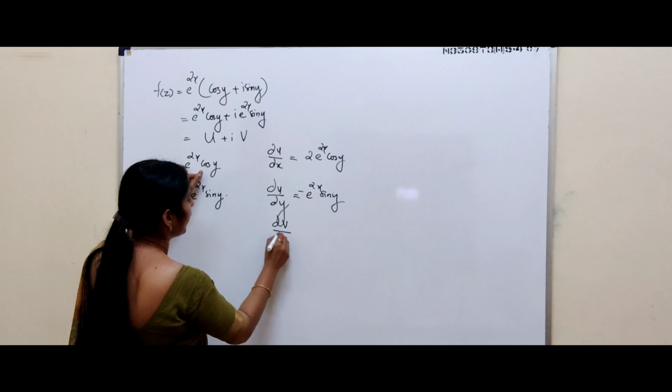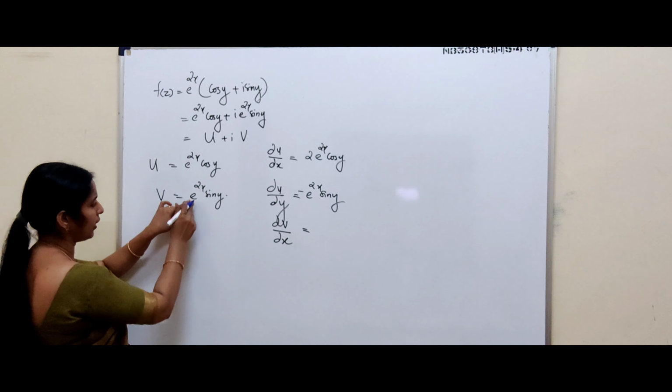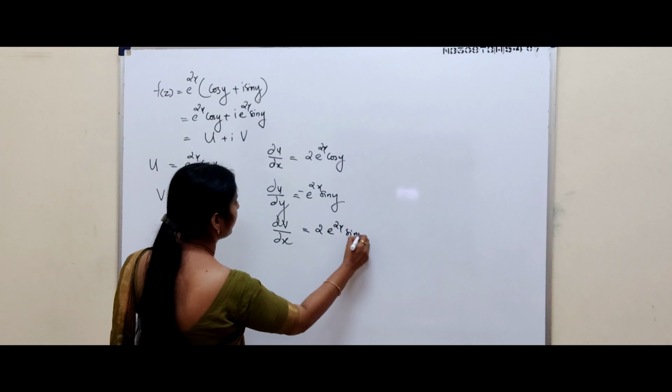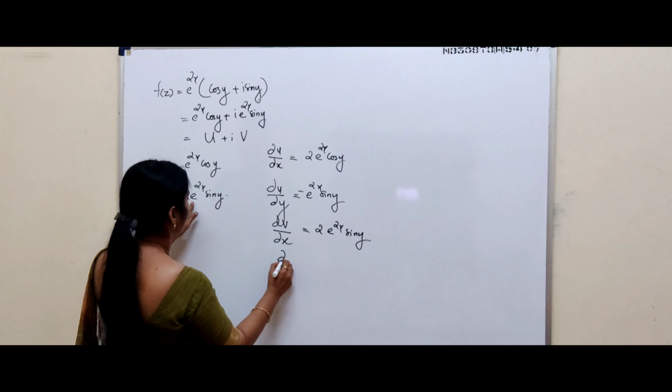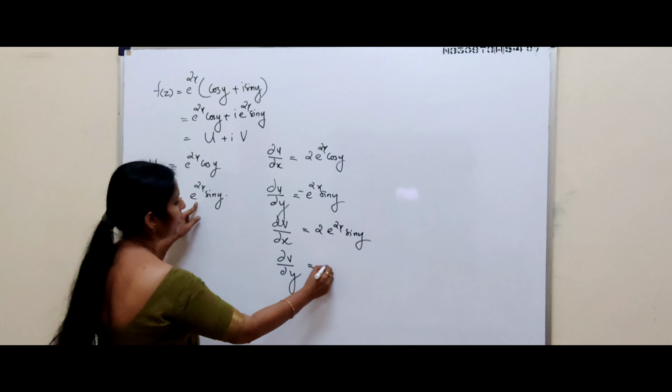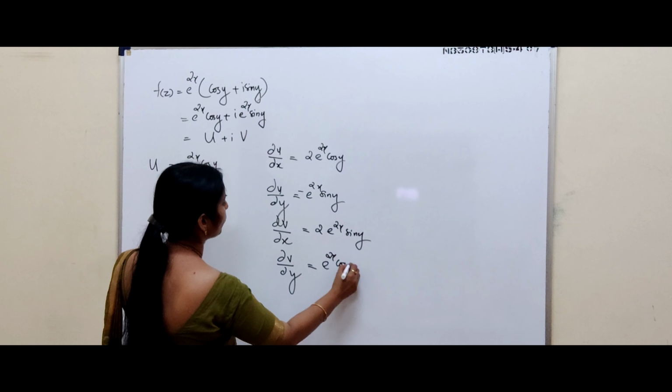Next, ∂v/∂x. You differentiate e raised to 2x with respect to x. That is 2 e raised to 2x sin y. Then ∂v/∂y is e raised to 2x cos y.